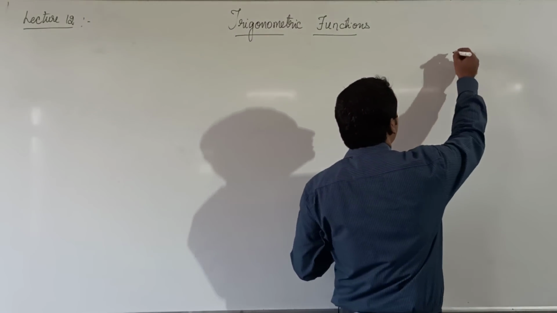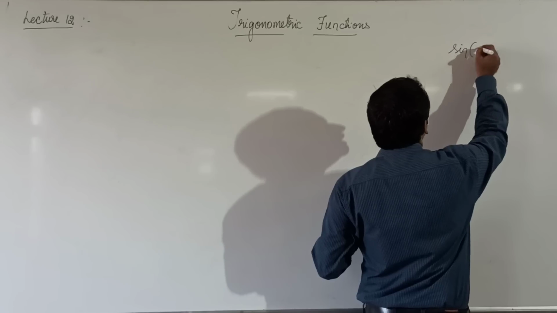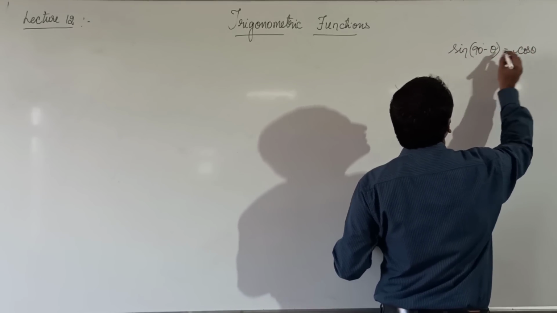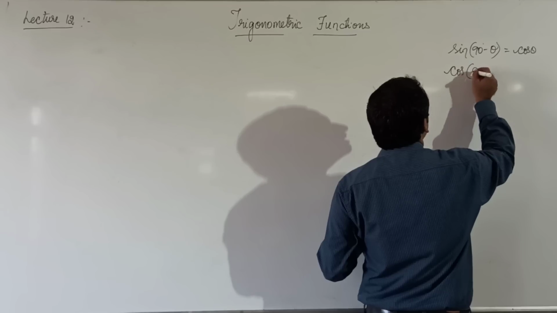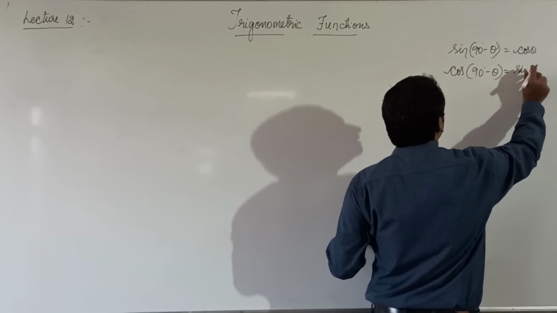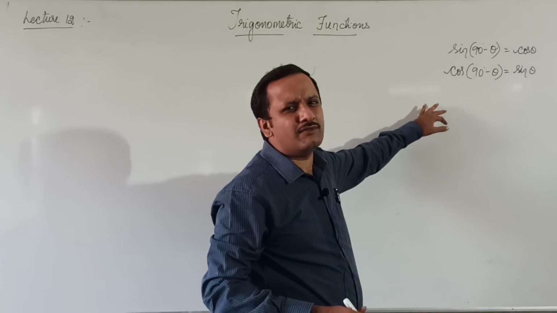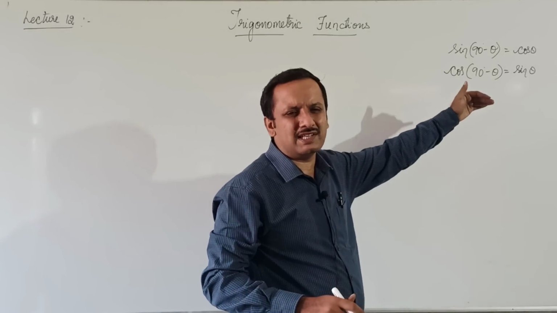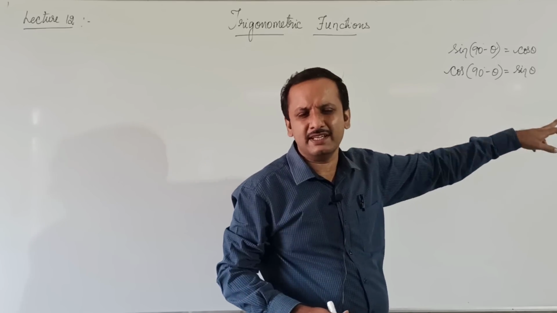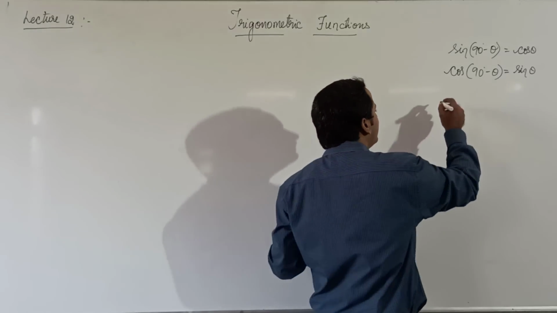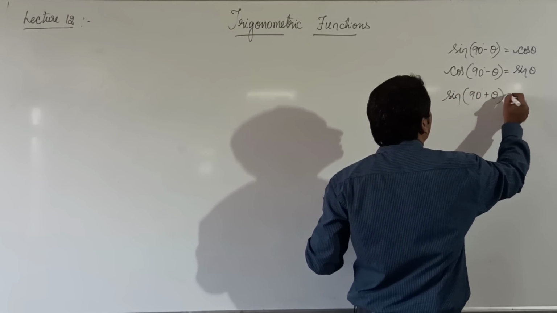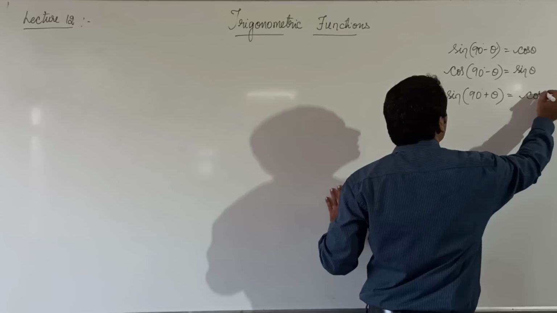We came to know that sin 90 minus theta is equal to cos theta. Cos 90 minus theta is equal to sin theta. The remaining other four I will not write because you can get them easily. Tan 90 minus theta is nothing but sin 90 minus theta divided by cos 90 minus theta. In that way you can do. Then sin 90 plus theta is equal to cos theta.